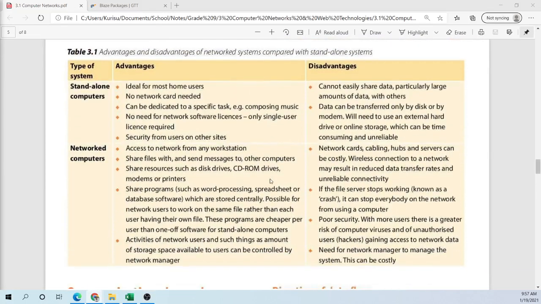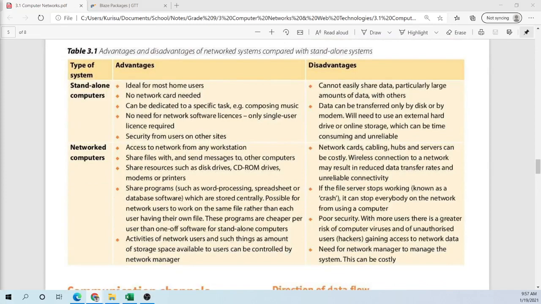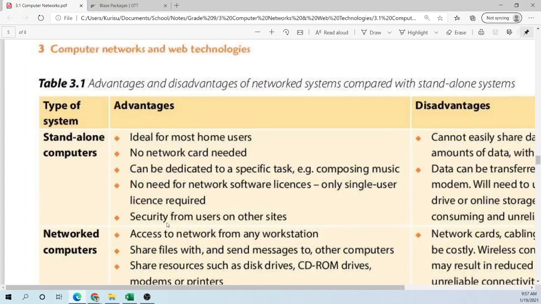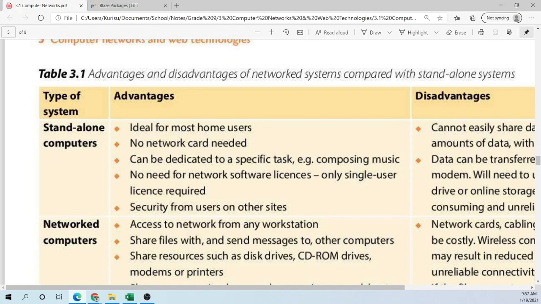Alright, let's just look at the advantages and disadvantages, and we're going to stop at that part for today. So, advantages and disadvantages, we're looking at standalone computers versus network computers. What is the advantage and disadvantage of both of them? So, let's see. Emily, you can read the advantages of standalone computers.